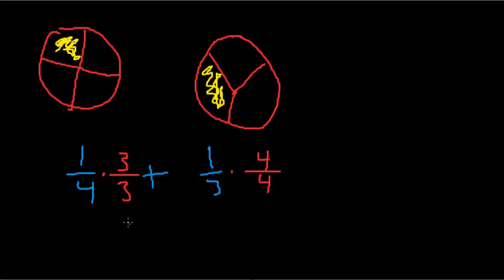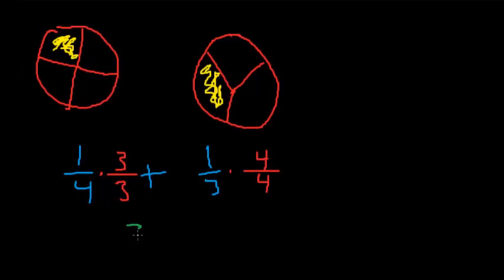This now gives me, right, 1 times 3 is 3, 4 times 3 is 12, and I'm adding that to here. 1 times 4 is 4, 3 times 4 is 12, and we get 7/12. So by eating this 1/4 of a pizza and 1/3 of a pizza, it's the same as if I had eaten 7 slices of a pizza that had been cut into 12 equal slices.